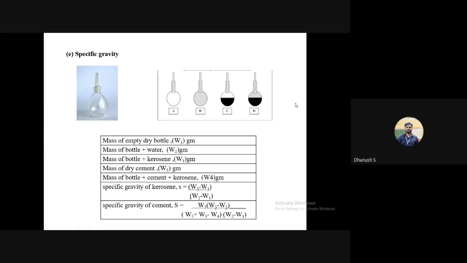So to take care of this problem of cement reacting with water, what we do is we find out the specific gravity of cement with respect to kerosene. Then we find out the specific gravity of kerosene with respect to water. Think of it in terms of relative density: you have the density of cement divided by the density of kerosene, into the density of kerosene divided by the density of water. In one place, kerosene is in the denominator, in the other place it is in the numerator. So when you multiply, they cancel each other, and you effectively get the density of cement with respect to water.